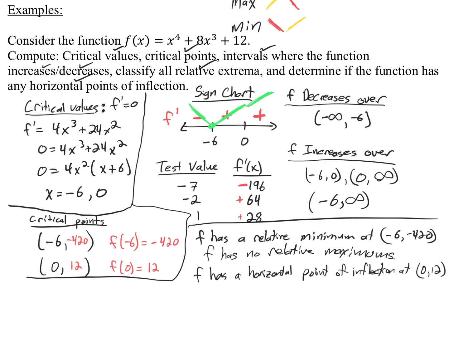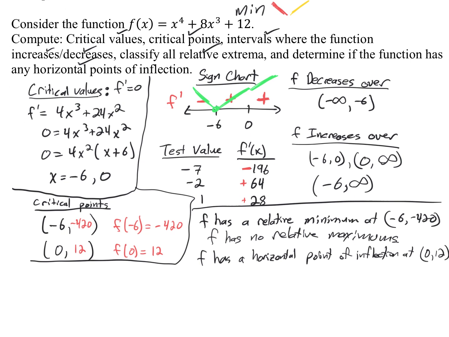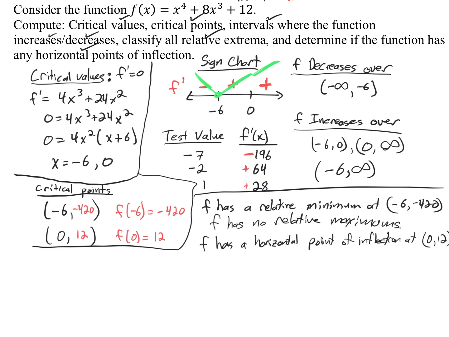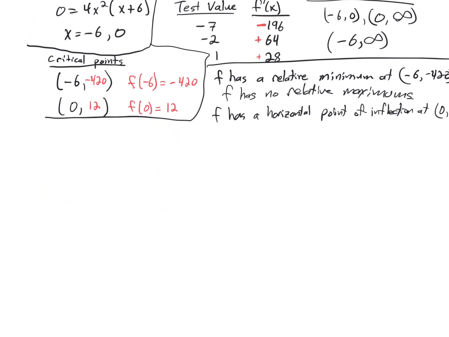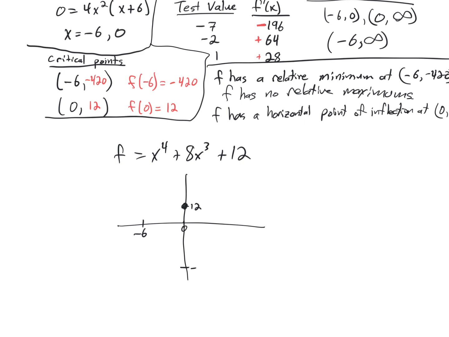The last thing I want to do is sketch a graph of this function. So f equals x to the 4 plus 8x cubed plus 12. What would a graph of this function look like? Well, we actually know a lot of information. We have 2 points that the function goes through, so let's label those. If my x value is 0, my y value is 12. We have a point right here. And if my x value is -6, my y value is -420. So we have a point right here.